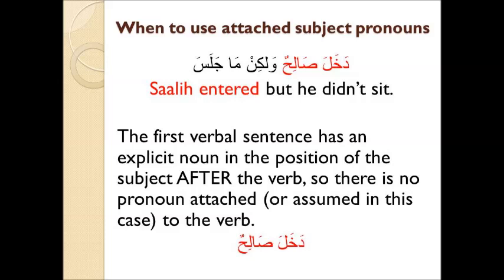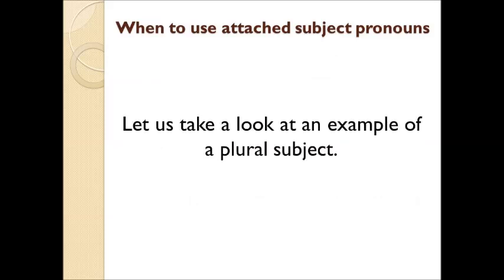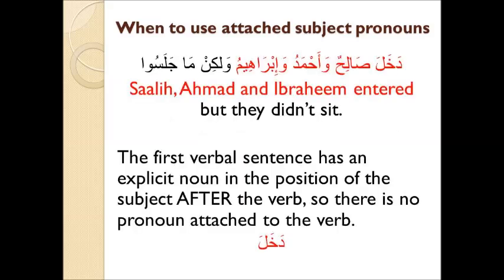The first verbal sentence has an explicit noun in the position of the subject after the verb, so there is no pronoun attached, or assumed in this case, to the verb. دخل صالح. The second verbal sentence, however, has no noun mentioned after the verb. Therefore, a pronoun is attached, or in this case, assumed. Let us take a look at an example of a plural subject.